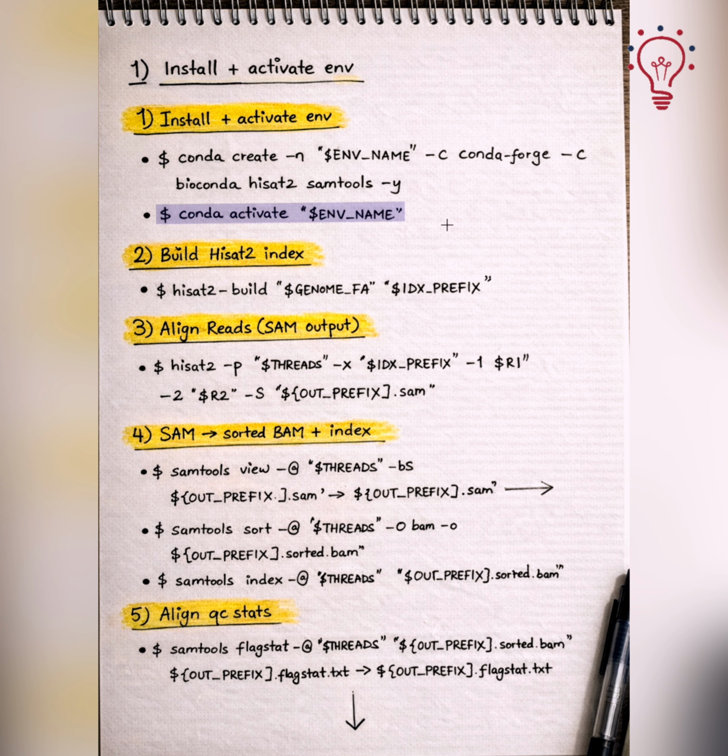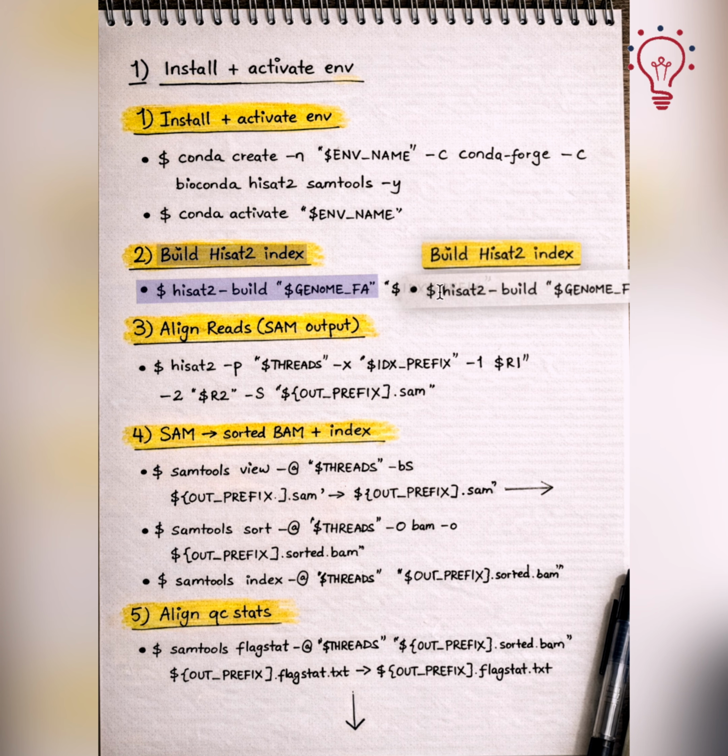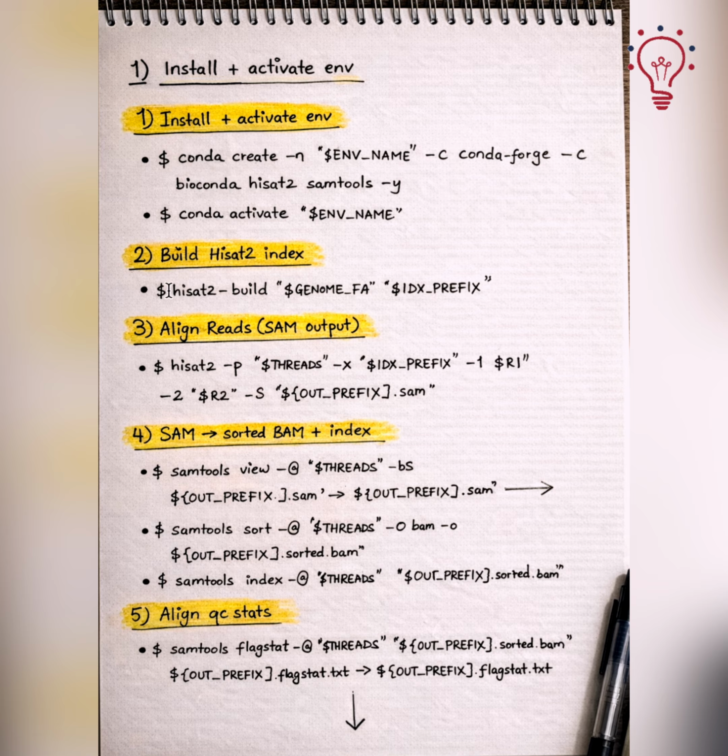Step 2. Build HISAT2 index. Next, we build the genome index using the reference FASTA file. hisat2-build genome.fa genome_index. This step converts the genome sequence into an indexed format that HISAT2 can use for fast alignment.